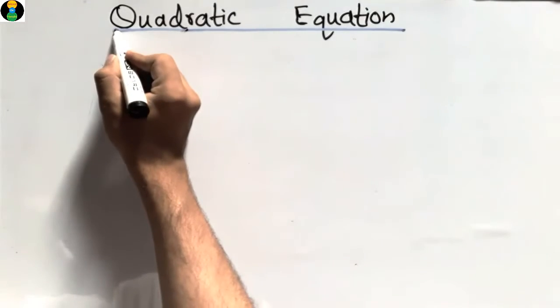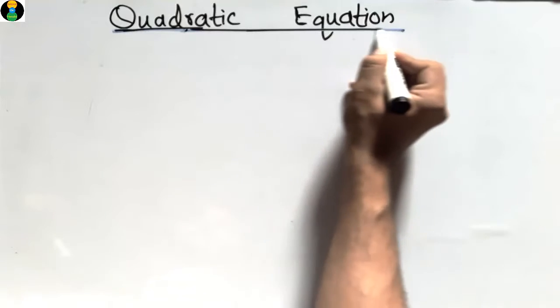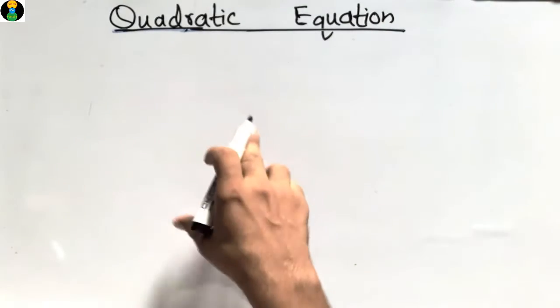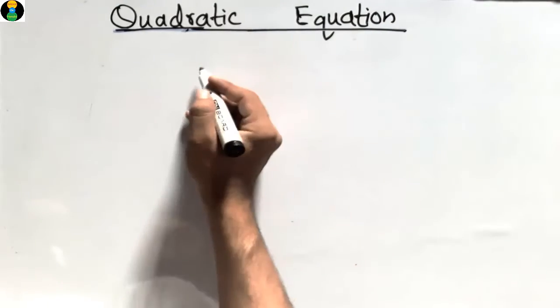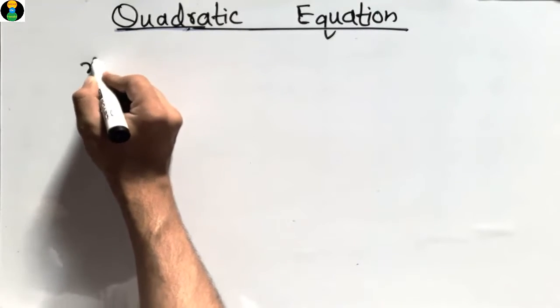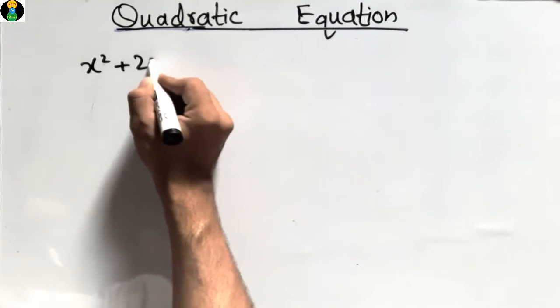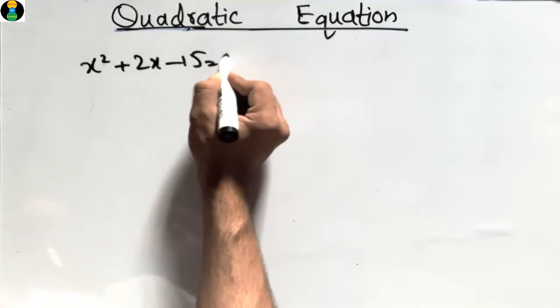Today our lecture is about the quadratic equation. I will solve the quadratic equation by doing one problem on that equation. So first, to define the quadratic equation, consider this an example of a quadratic equation: x square plus 2x minus 15 is equal to 0.